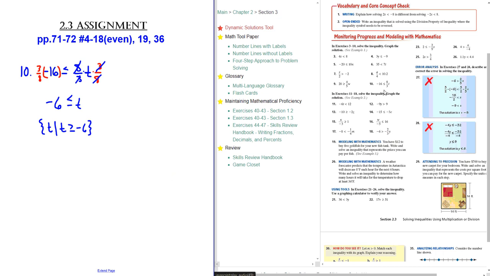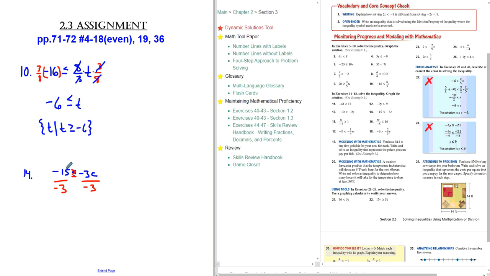Then I'll go through one of these three, 12 through 18. 18 is very similar to number 10, but be careful when you multiply by a negative, you're going to have to flip that sign around. Let's go with number 14. Number 14 says negative 15 is less than or equal to negative 3c. To get c by itself, we need to divide both sides by negative 3. But again, we are multiplying or dividing in this case by a negative. We need to flip our sign around in that step.